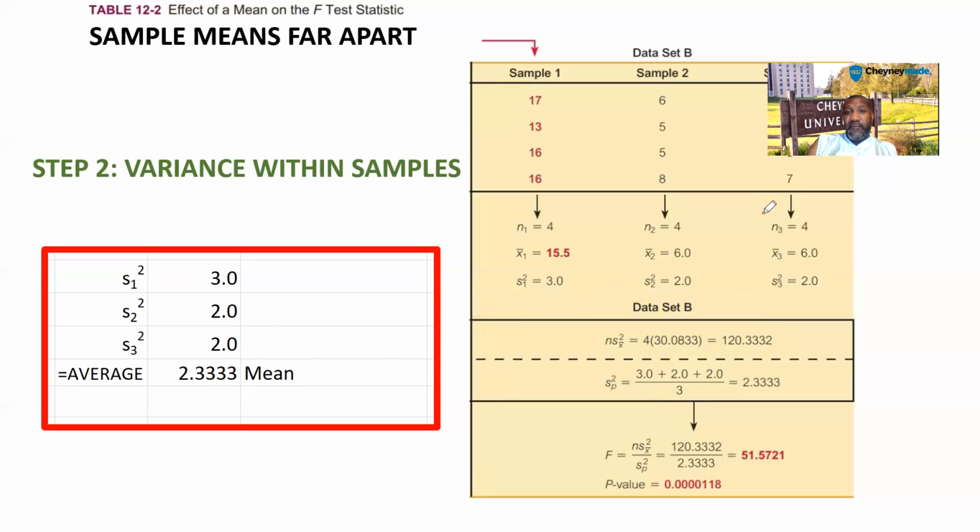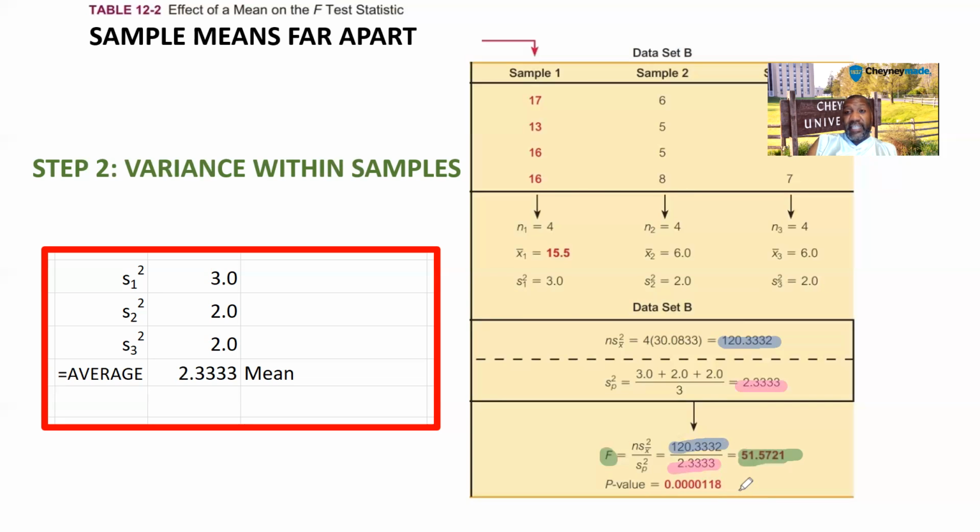Now, like we said before, actually it's not on the screen anymore, but in order to get the F value, we'll take this value and divide it by this value. And that will give us our F. And in this situation, look how drastic. We got an F of 51.5721. That's crazy. And just like we said, a large F value and a small P value.